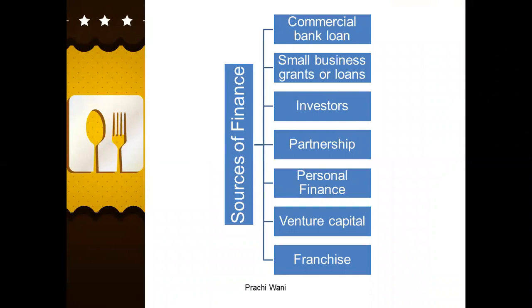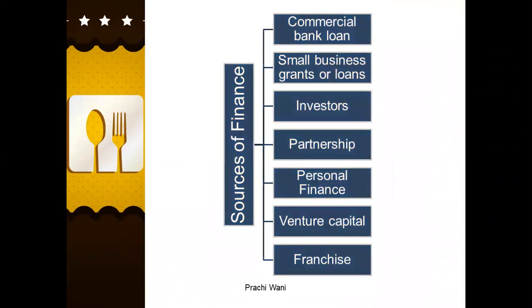So, how can we arrange finance for our business? First, we can take commercial bank loan, small business grants or loan. We can look at investors, partnerships, personal finance, venture capital, and franchise. Let's understand this one by one.